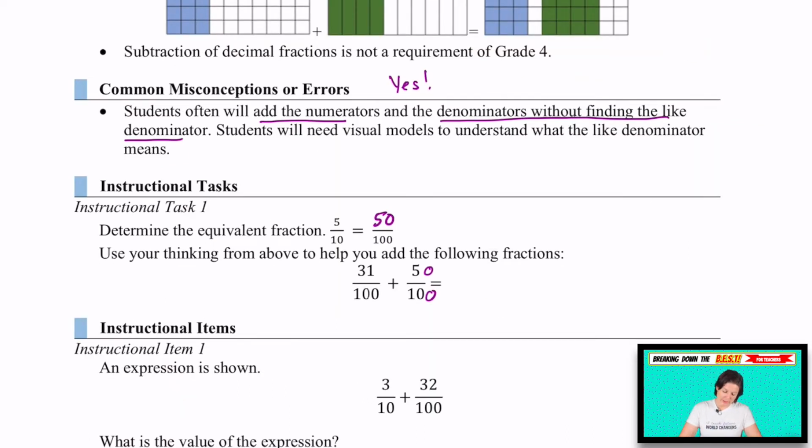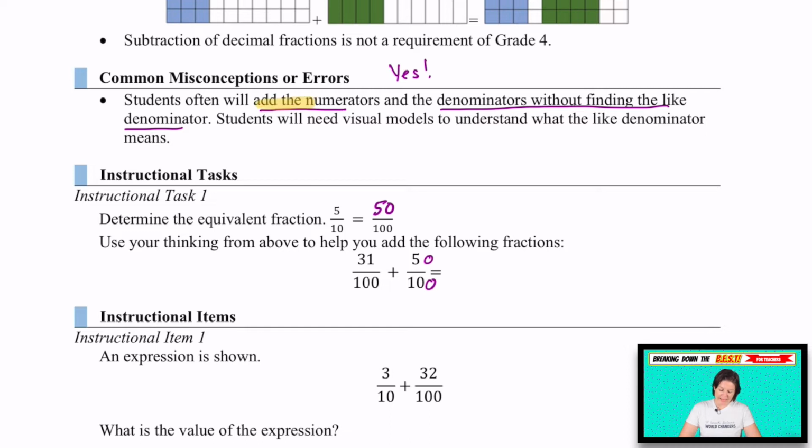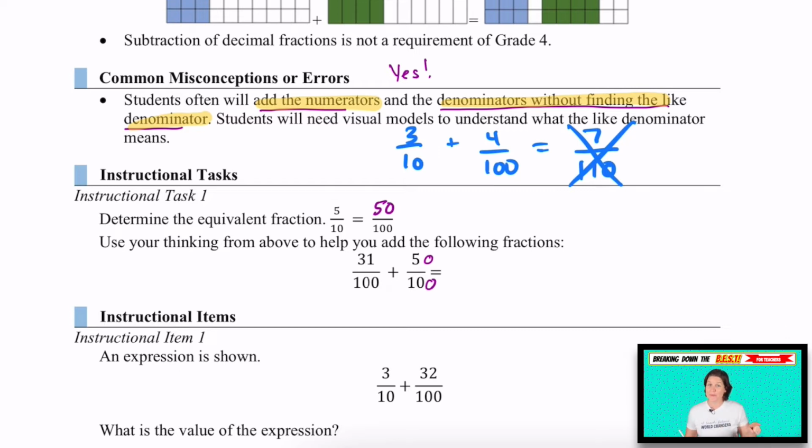Common misconceptions or errors. Students will often add the numerators and the denominators without finding the like denominator, meaning that if they have 3 tenths plus 4 hundredths, they might say that the answer is adding the numerators to get 7 and adding the denominators to get 110, which is not correct. This is a common misconception, and I believe one that takes place in the Math Misconception Mystery episode that I'll point you in the direction of in just a little bit.